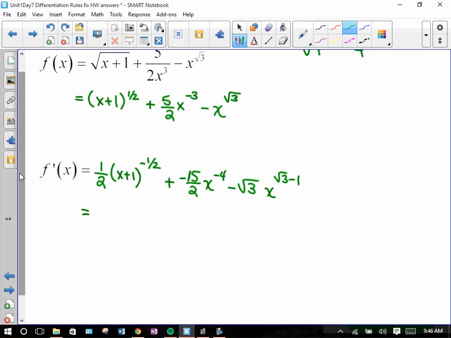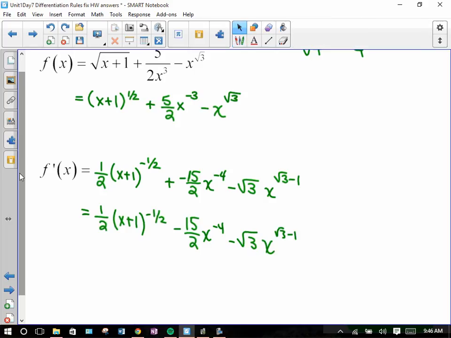This is the answer. The only thing I would say is you would see the answer for all the first questions. It's plus negative. So the only way I was going to simplify it is 1/2 x plus 1 is negative 1/2. Plus minus is just minus 15 times x to the negative 4 minus square root of 3 x to the square root of 3 minus 1. So that should be right.